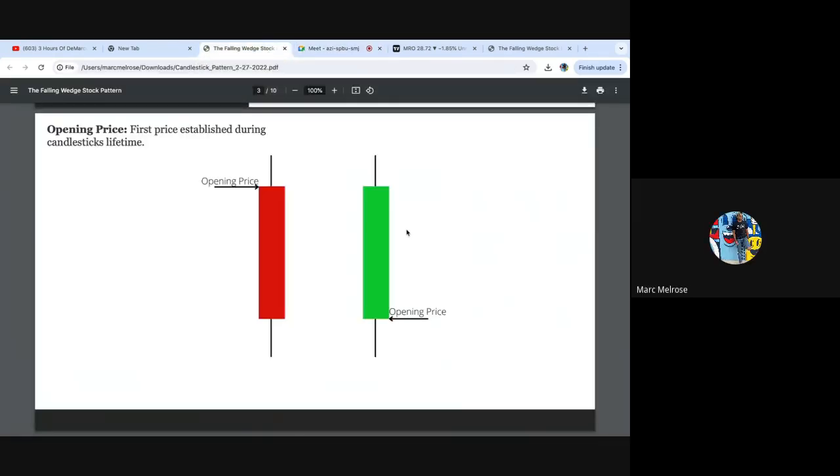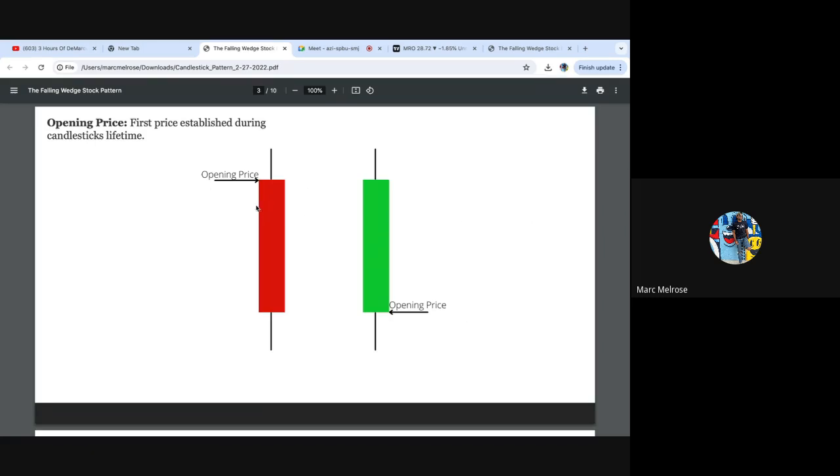Oh, okay. I'm sorry. And you can use these opening and closing prices to correlate with the price on the right corner of your screen, and I'll show you an example of how you can do this as well. So that's for the opening price. Every candlestick has an opening price. If it's a red candlestick, the opening price is going to be at the top, and if it's a green candlestick, the opening price is going to be at the bottom.